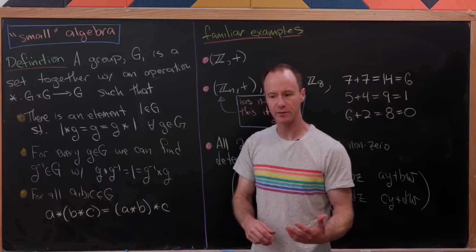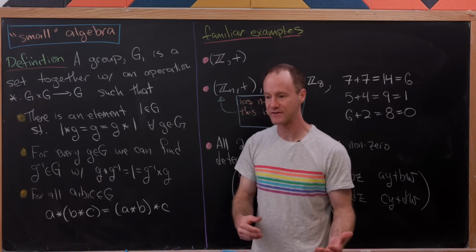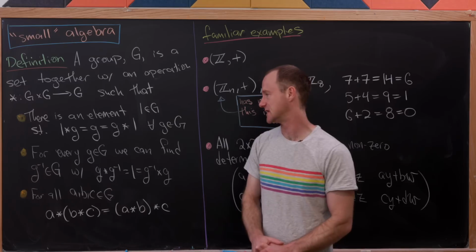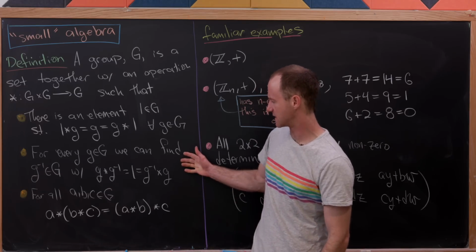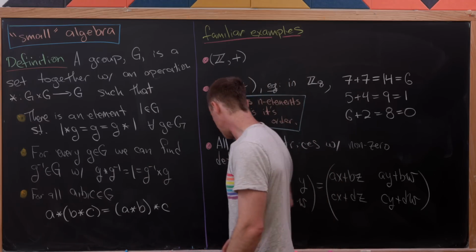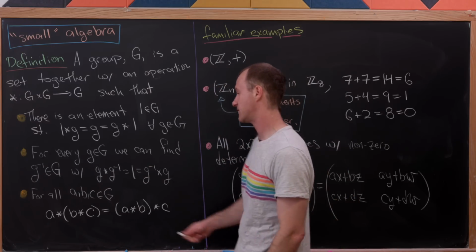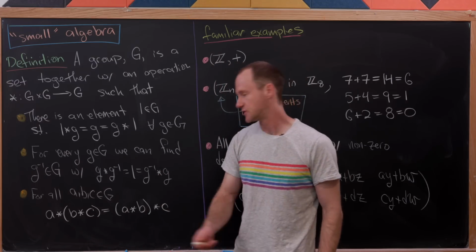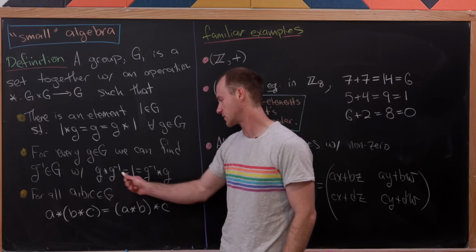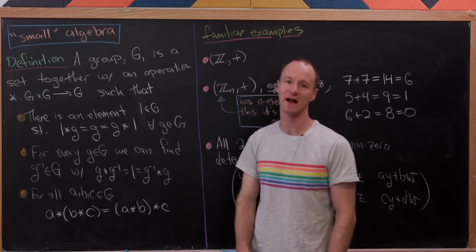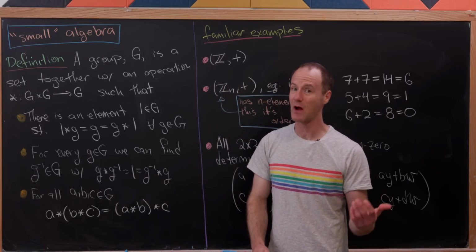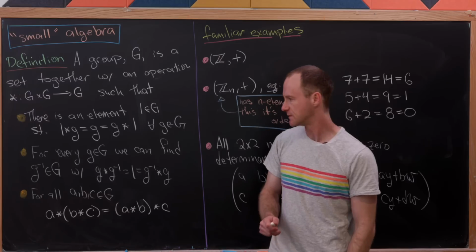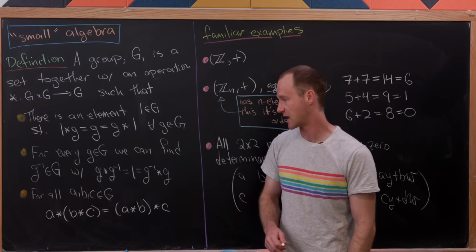And then not only do we have to have an identity, but we also have to have inverses. And what is an inverse? Well, it's a path back to the identity. We could write that out like this. So for every g in G, we can find something that we'll call g inverse, which is also in G, so that if we do g star g inverse or g inverse star g, we get back to 1. And so you probably know about the multiplicative inverse in the rational numbers or the real numbers. Well, this is just a generalization of that.